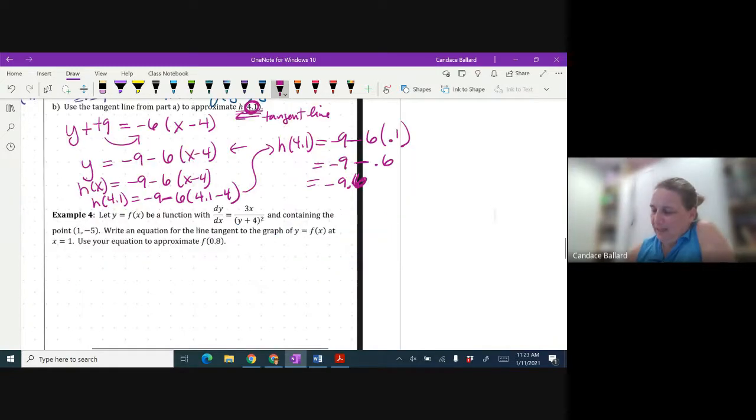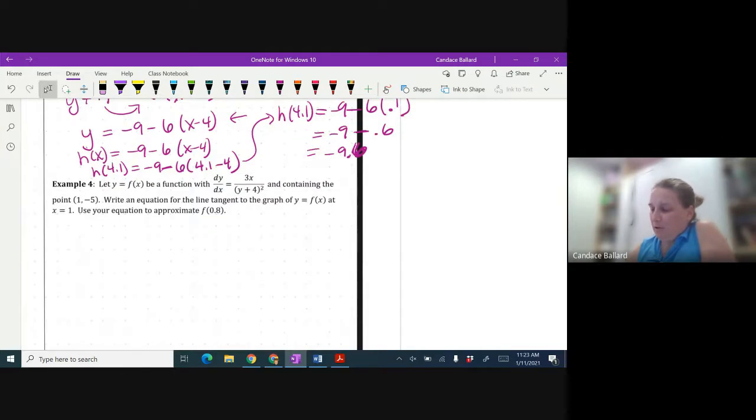Okay, let's take a look at example 4. Okay, so very similar, slightly different scenario. They gave me same ideas here though. Okay, so let f of x be a function. They gave me the derivative. Okay, so what is the derivative going to give me in the problem? Tell me in the chat really quick. What's the derivative going to give me?